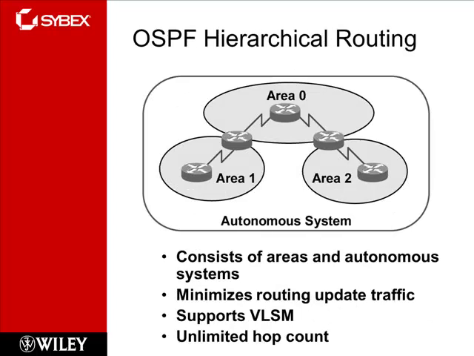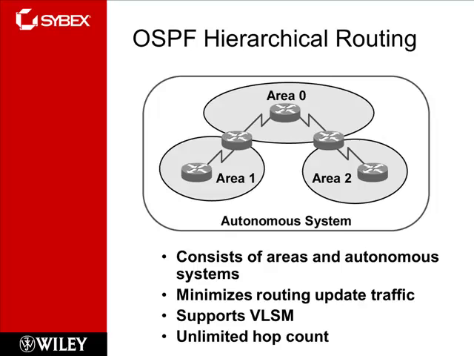A hierarchical structure: area 0, area 1, and area 2. Much like the autonomous systems in EIGRP, the areas only share information within themselves, and inside of them they have things called designated routers and backup designated routers, the mouthpieces. When we go between areas, we have area border routers, and they talk from area to area. They're the relays.